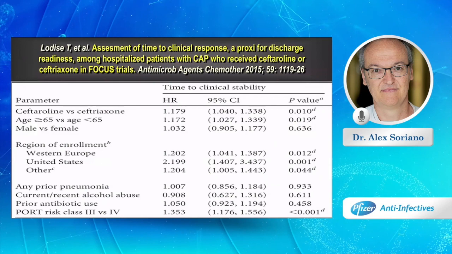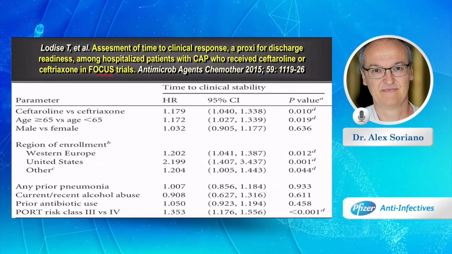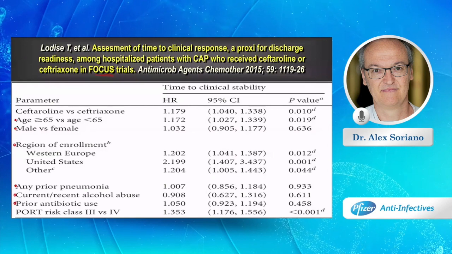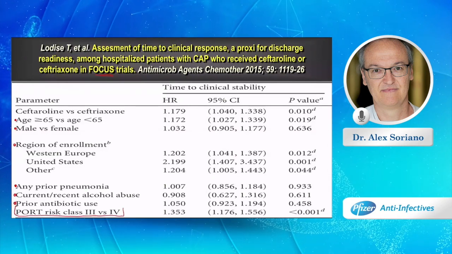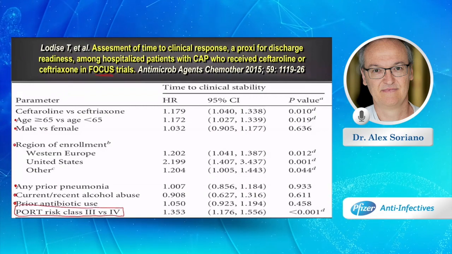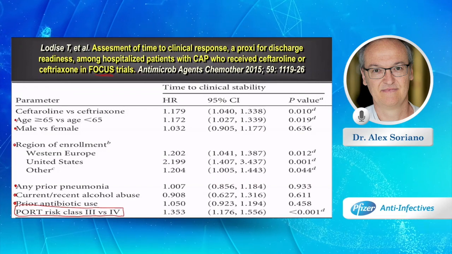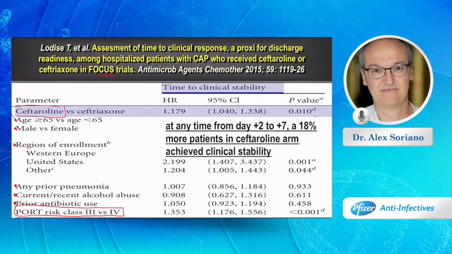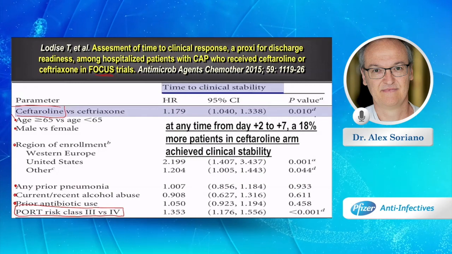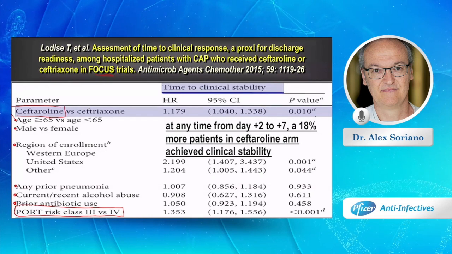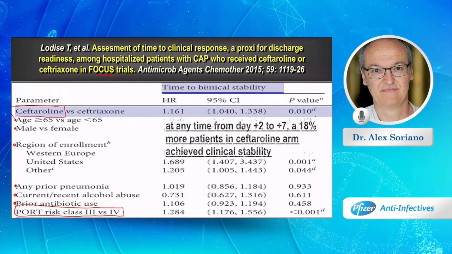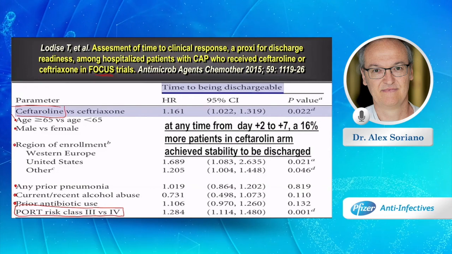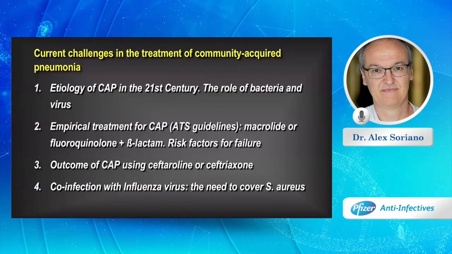Well, after taking the data from the FOCUS trials and adjusting for age, sex, region, prior pneumonia, alcohol abuse, prior antibiotic therapy, and the PORT scale, I mean, the most important and relevant factors associated with the outcome of my patient, clinical stability was significantly better with Ceftaroline than with ceftriaxone. Indeed, at any time from day 2 to day 7, 80% more patients in the Ceftaroline arm achieved clinical stability. So stability was achieved earlier and faster in the Ceftaroline arm, and the same for the time to being dischargeable, again supporting that the in vitro data is translating into clinical data.